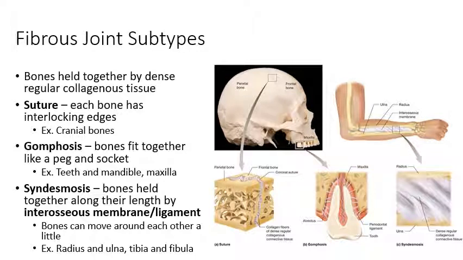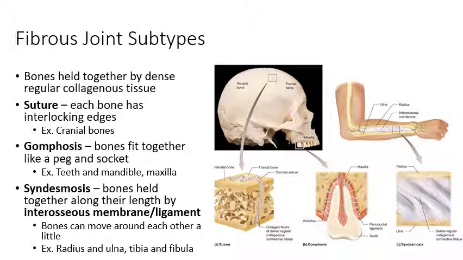So we'll start with the fibrous joints. There's three subtypes of fibrous joints. What they all have in common is that in each case the bones are going to be held together by dense regular collagenous tissue. So by these little fibers of collagen.